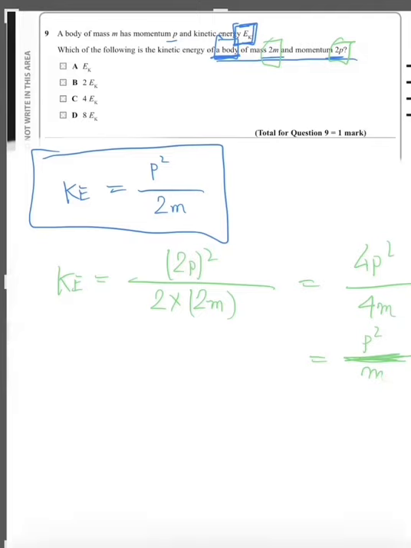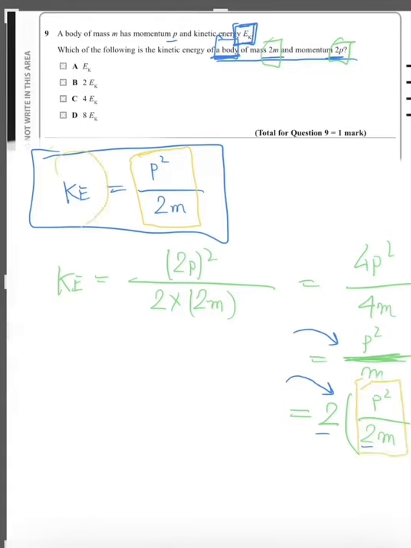So we can actually write 2 into p square by 2m. So here this is actually equal to this, since these 2's cancel out, but since we have p square by 2m, we need to convert this into p square by 2m so that we can substitute this K value here. So we would have 2K. So for this answer, the answer is B.